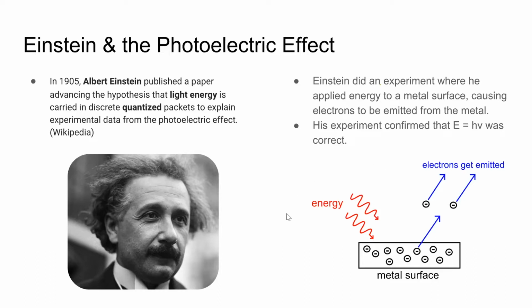This basically verified that, because every time you shine energy in the form of light or something at an object, the electrons that get emitted are only in a defined quantity. It's not going to be on a spectrum. It's basically confirming that staircase pattern that we learned from quantized energy.